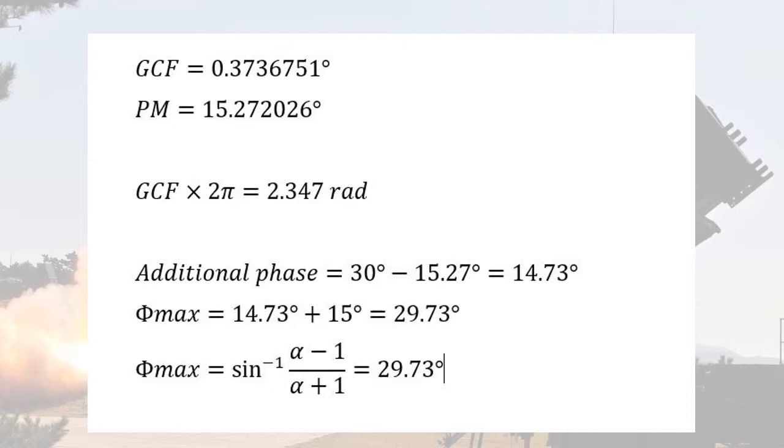Right after this, we need to find the additional phase margin and also add the safety margin. For the additional phase margin, we take 30 degrees minus 15.27 degrees, and we will get about 14.73 degrees. That 14.73 degrees will be added with the safety margin, 15 degrees, and we will obtain about 29.73 degrees. The formula for phi max for a lead compensator is phi max equals inverse sin of (alpha minus 1) over (alpha plus 1), which equals the phi max we calculated before, 29.73 degrees.